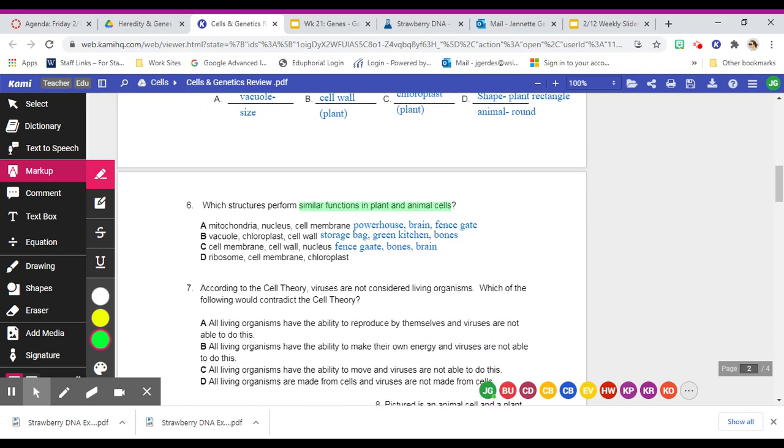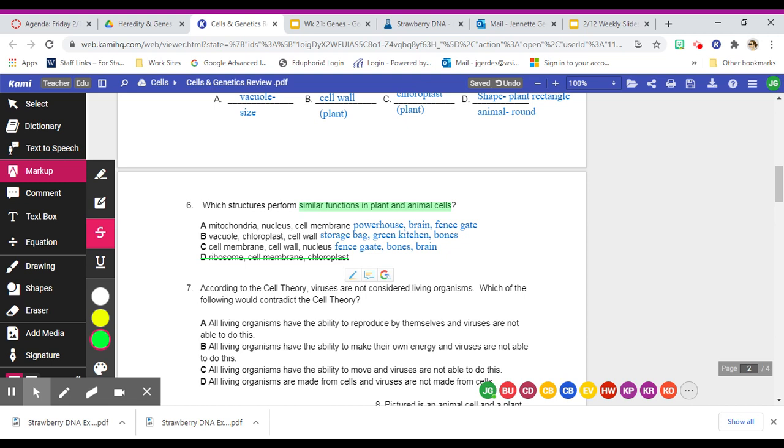So number 6, it says which structures perform similar functions in plant and animal cells. So I'm looking for similar functions in both. So it has to be an organelle that is in both. I kind of wrote down the nicknames for each one to help me kind of gauge which ones I'm going to find in both. Okay, so just looking at the answer choices, I see answer choice D. We did not talk about the ribosomes in class. So I'm going to cross that out because I know we did not talk about ribosomes, so shouldn't be on my test. Okay, so that leaves 3 choices left.